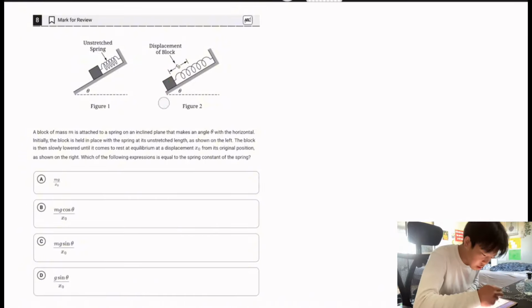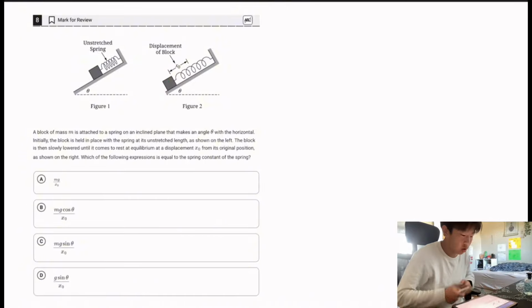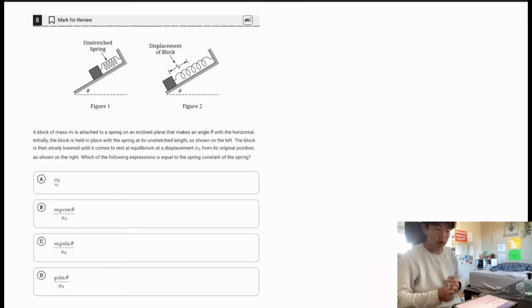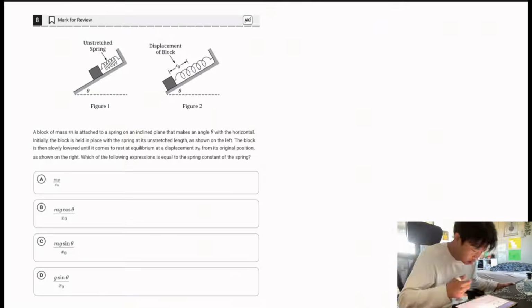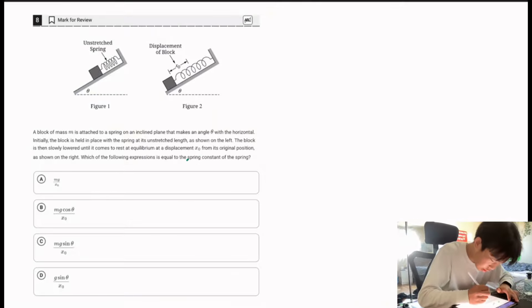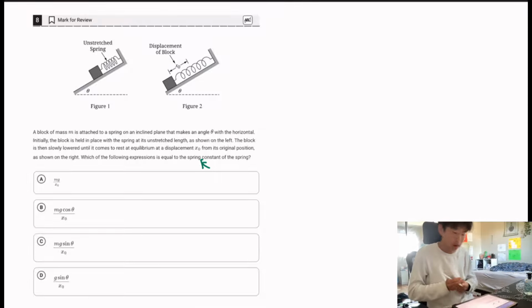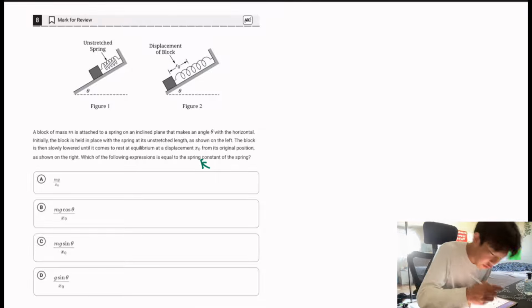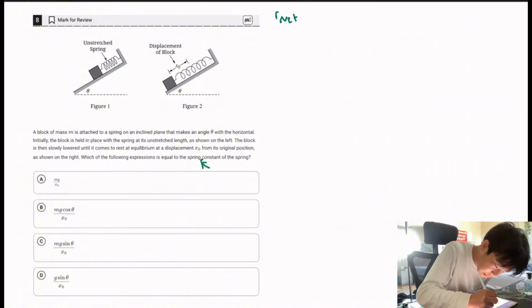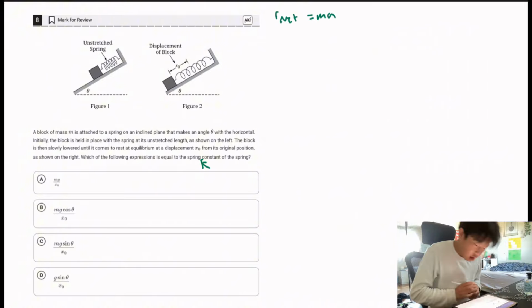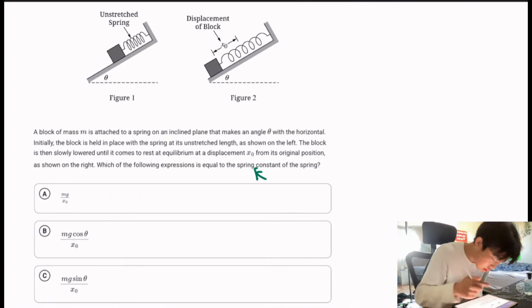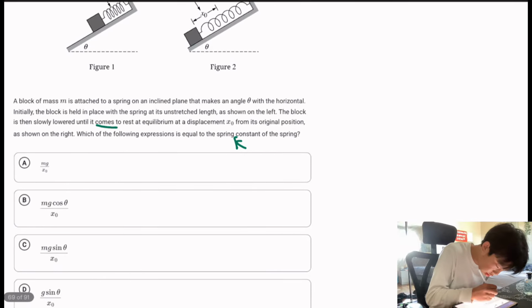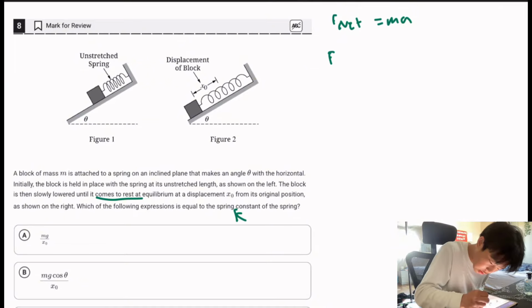All right, boys, for question number 8, do not be fooled. It looks a lot harder than it actually is. But basically all it's asking for is the spring constant, which we know is k. Okay, so first, we're going to use F net equals ma. And is there any acceleration in this problem? The answer is no, it is not. Why? Because it is held at rest. So that's how you know F net is equal to 0.